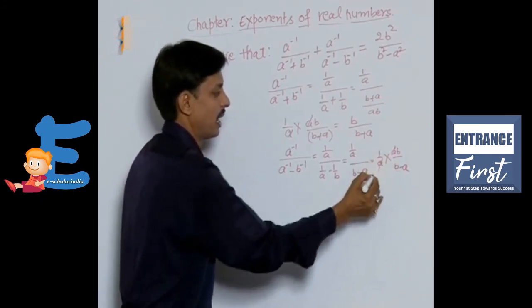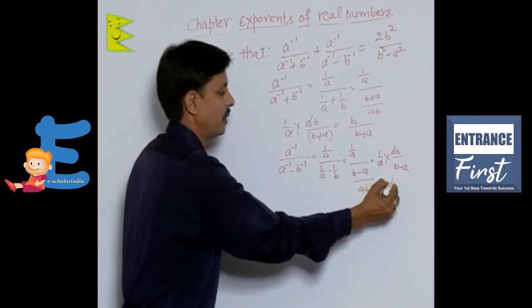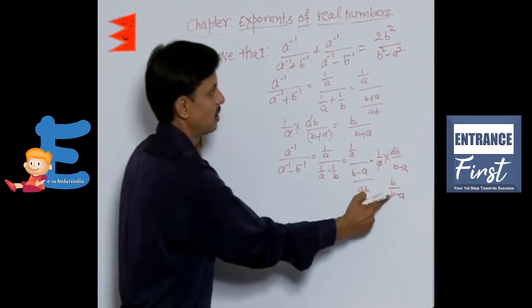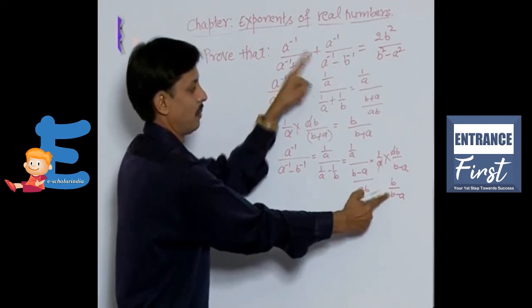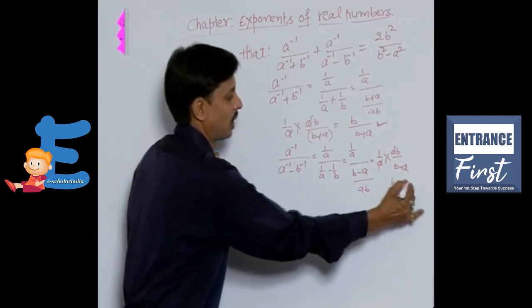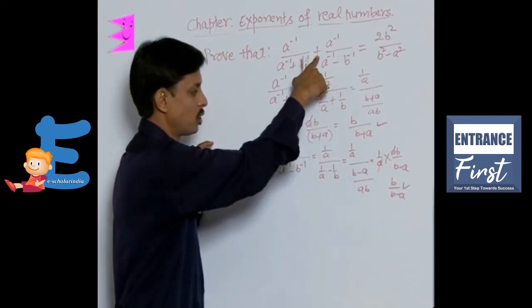Here a and a get cancelled. What is left? b upon b minus a. This is the simplified form of the second term. This is the simplified form of the first term. This is of the second term. The sign in between these two is positive.